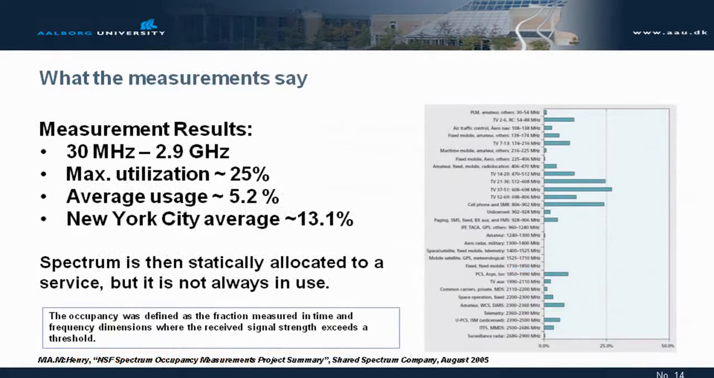So, now we know that we have a problem. But there is a but. There were some measurement results that were done, and they are still done today, but the big boom happened in 2002 when the Federal Communication Commission issued their own report on spectrum utilization. So, okay, now we have some spectrum allocated to someone, but how much is it really used? As you can see from the chart, from 30 megahertz to 2.9 gigahertz, the maximum utilization of the spectrum is 25%. And in New York, which is, I suppose, a big town, I've never been there, but I suppose there will be a lot of people calling and making data traffic and whatever, the city average utilization is 13% in frequency and time. We are talking about these two big domains.